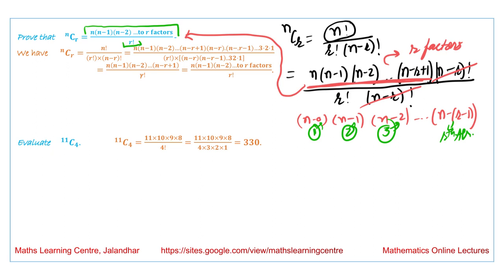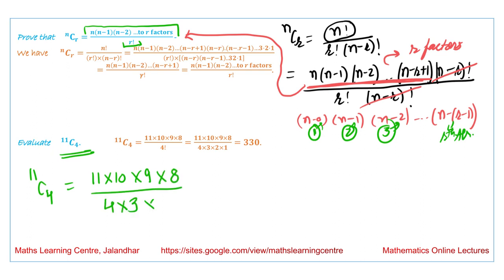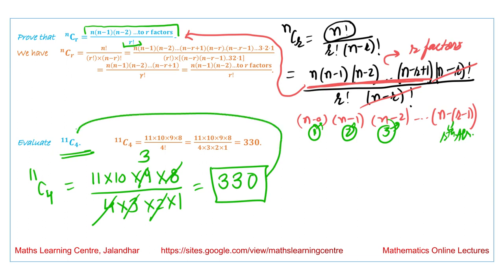So we have to calculate now the value of 11C4. We will have 11 into 10 into 9 into 8 divided by 4 into 3 into 2 into 1. These terms get cancelled. Then the answer we obtain is 330. So the value of 11C4 is equal to 330.